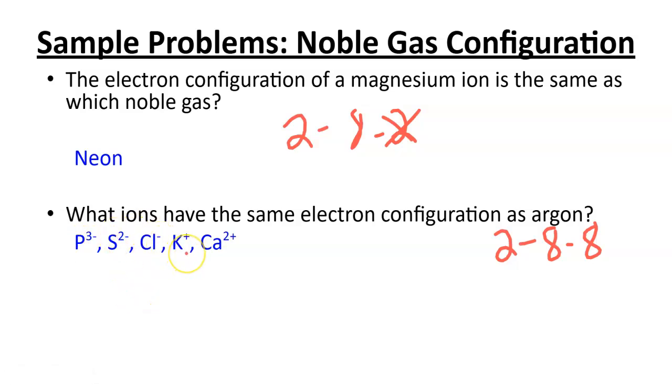Don't forget about the positive ions. A sodium atom is normally 2, 8, 1, but when it loses that 1 electron, it becomes 2, 8. The same thing with calcium, normally 2, 8, 8, 2, becomes 2, 8, 8, the same configuration as argon, when it loses 2 electrons.